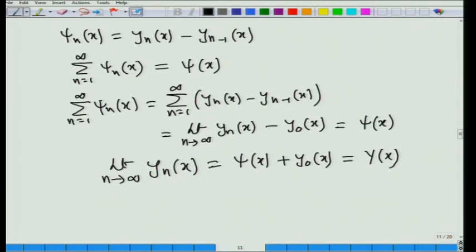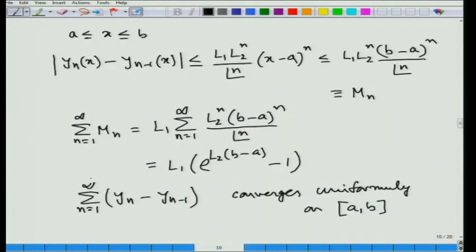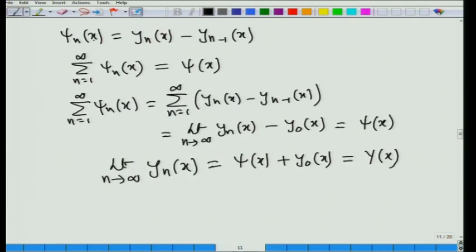So, this is the proof of the result that these approximate iterates are actually converging to a uniformly continuous function, because each iterate is continuous and the series summation n running from 1 to infinity psi_n(x) is uniformly convergent over the interval [a, b]. Denoting the sum function as psi(x), we have established that the limit as n tends to infinity of y_n(x) converges to this one.